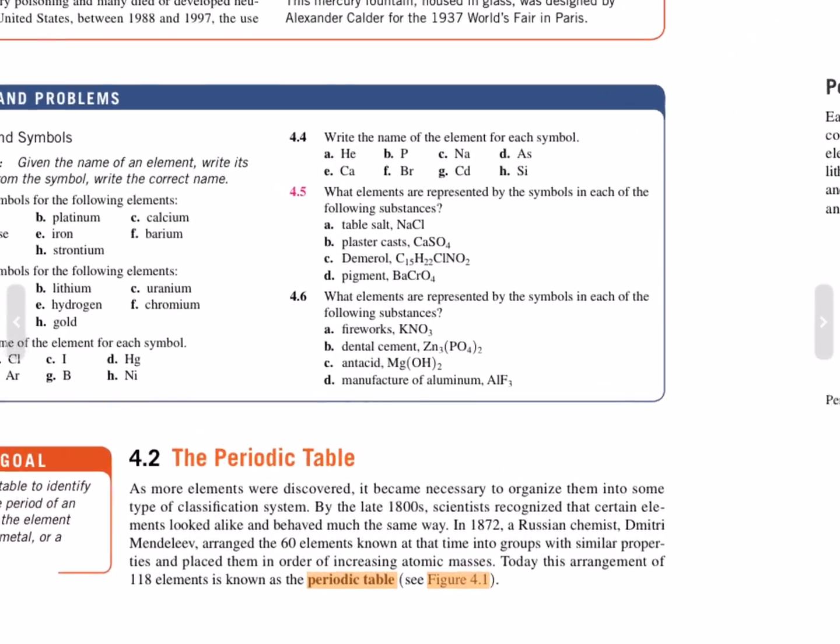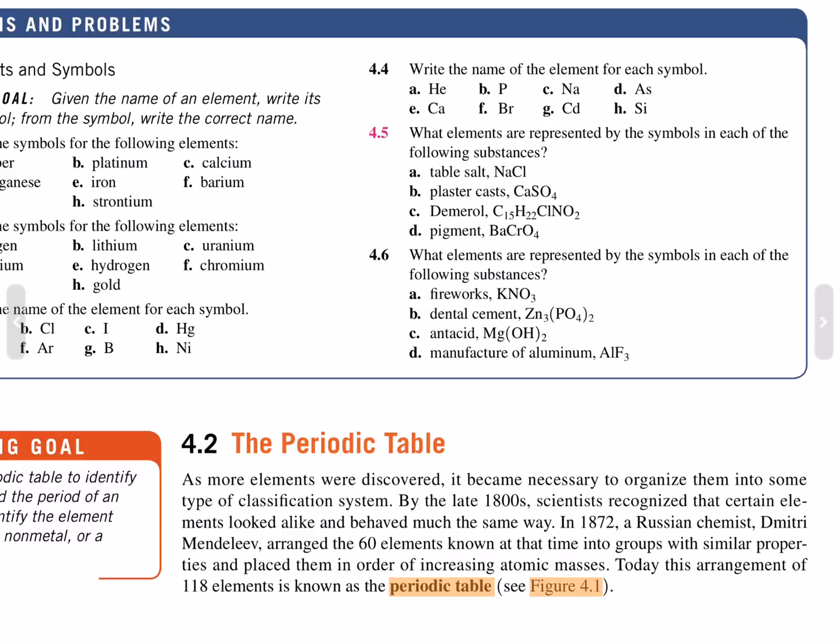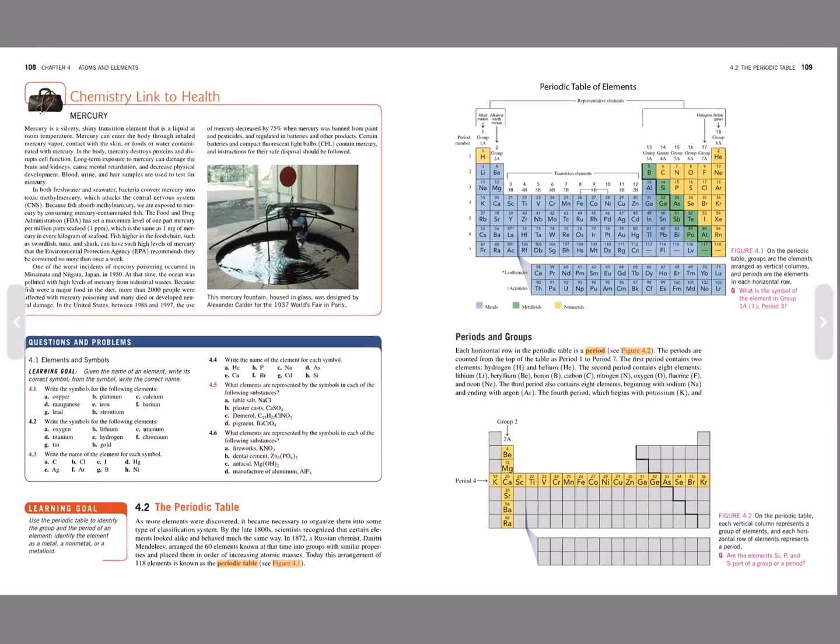Section 4.2, the periodic table. As more elements were discovered, it became necessary to organize them into some type of classification system. By the late 1800s, scientists recognized that certain elements looked alike and behaved much the same way. In 1872, a Russian chemist, Dmitry Mendeleev, arranged the 60 elements then known into groups with similar properties and placed them in order of increasing atomic masses. Today, this arrangement of 118 elements is known as the periodic table.